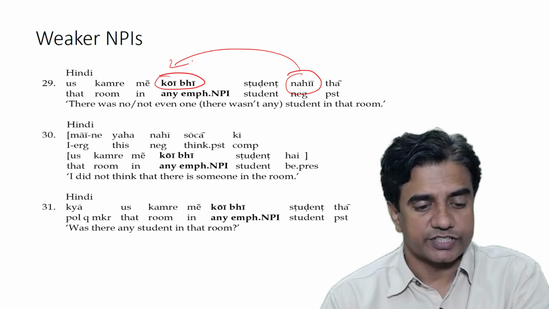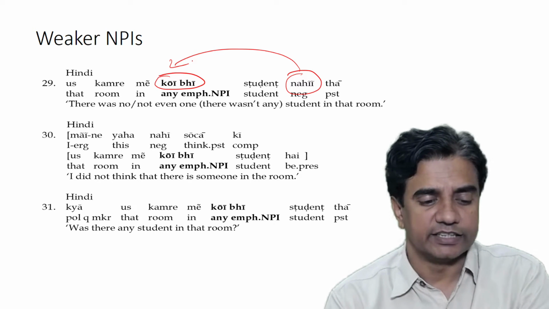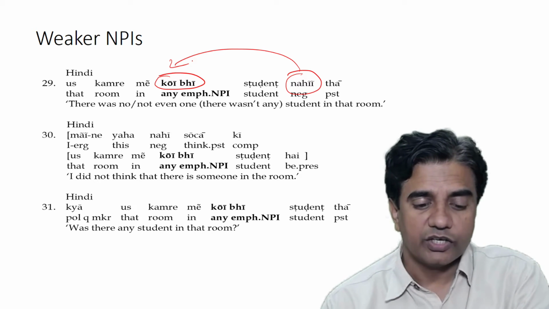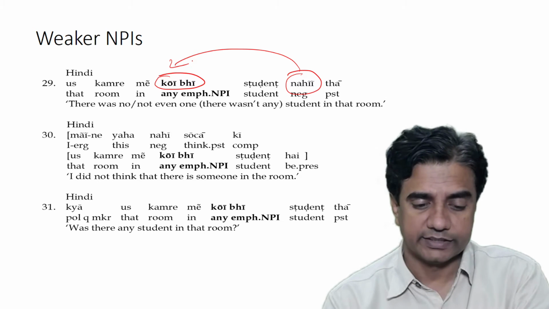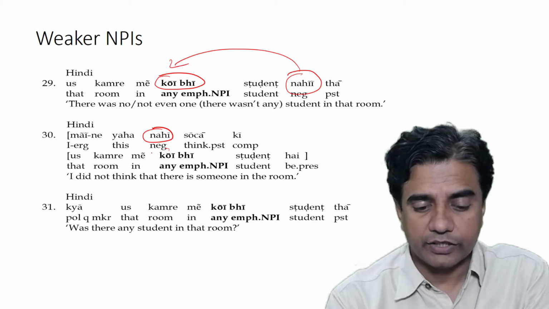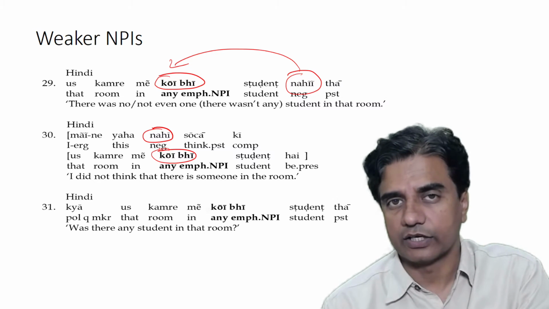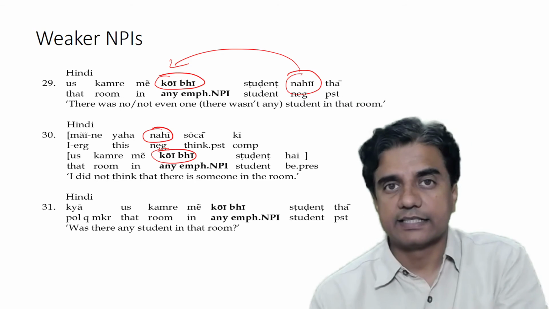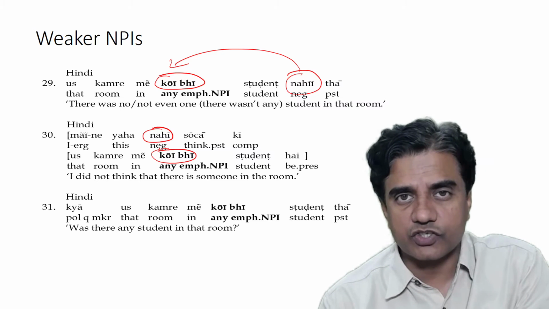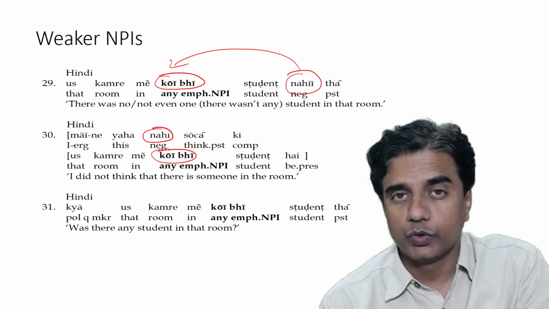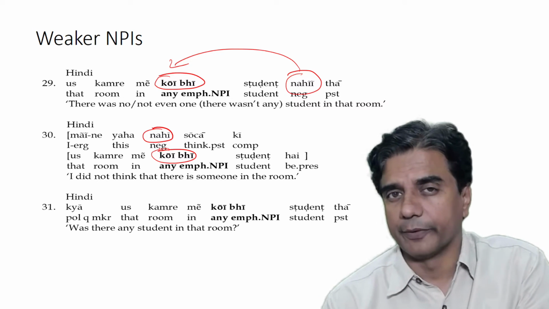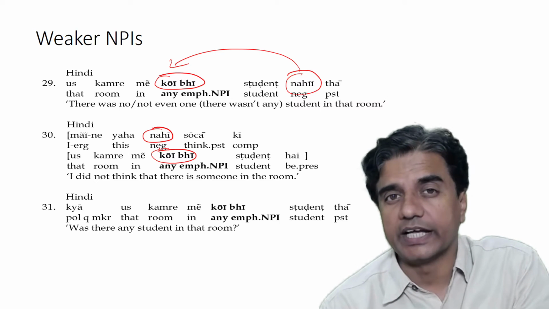two different clauses. Let's look at sentence 30. मैंने यह नहीं सोचा कि उस कमरे में कोई भी स्टूडेंट है. Now, नहीं occurs in one clause and कोई भी occurs in yet another clause. This tells us that the restriction that we have seen in the strong type of NPI, that the NPI and the negative element must occur in the same clause, is not applicable in the case of weaker NPIs.